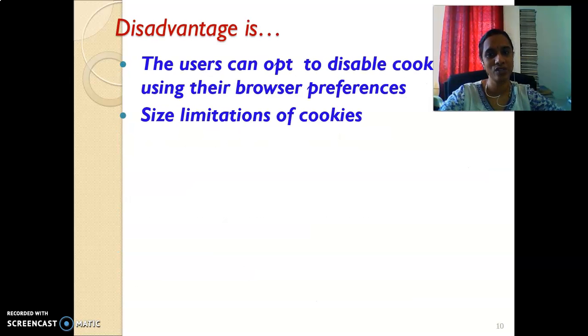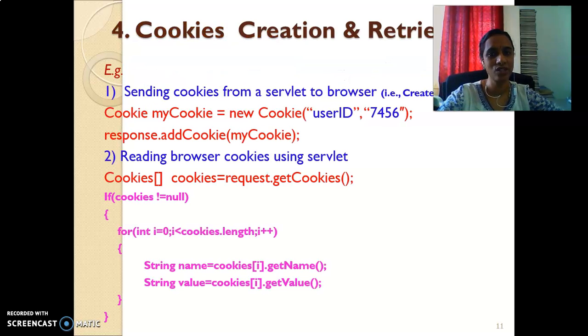And the disadvantage is that users can opt to disable cookies using their browser preferences, and there is the size limitation of cookies. Now, cookie creation and retrieval. For sending cookies from a servlet to the browser, you can create a cookie: myCookie is equal to new Cookie, giving the user ID followed by whatever value you want to give, such as a password. And from the servlet to the browser, whenever you want to add it, you can write response.addCookie(myCookie).